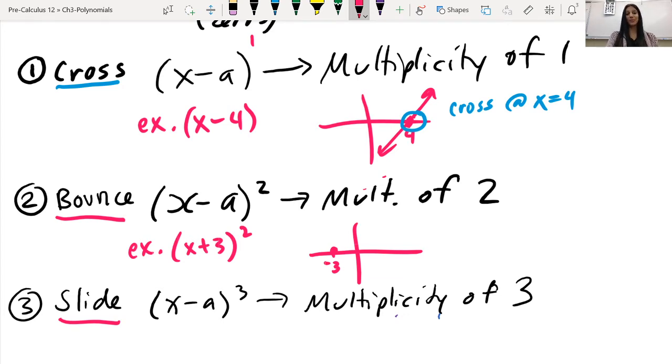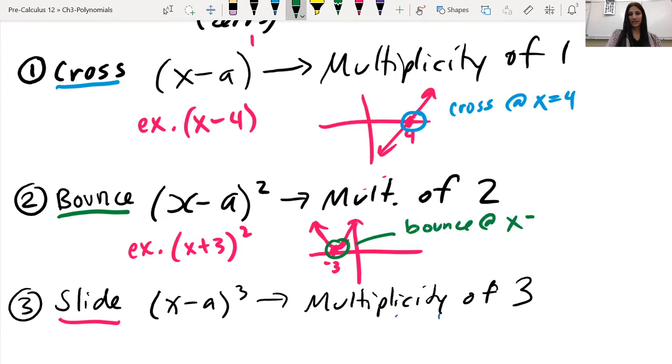This looks like the parabolas you worked with last year. So I know that it would have a parabola shape like this, and when it gets to the bottom here, it's bouncing at minus 3. So look at this. I'm going to color coordinate all this for you. So here, it would have a bounce at x equals minus 3.